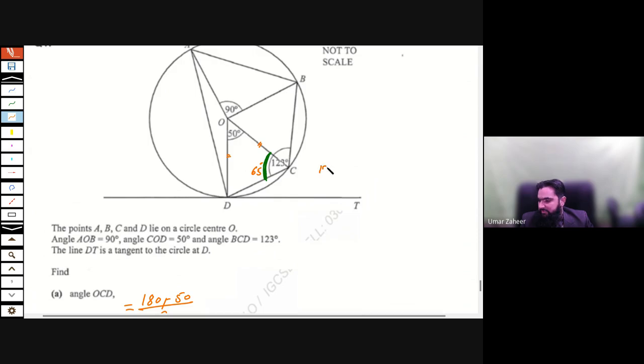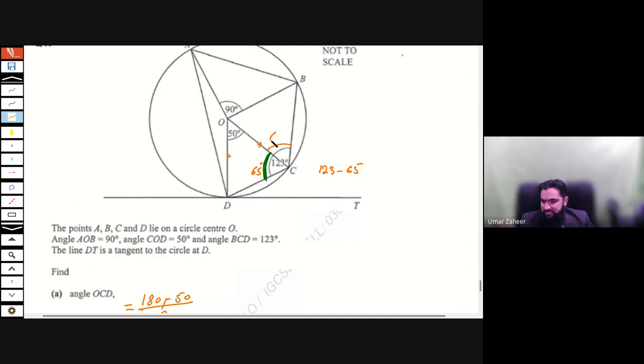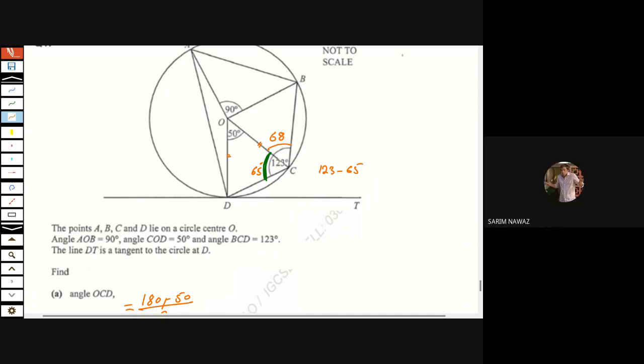Okay, let's see how to find this one as well. 123 minus 65. Yes, that will be 58. Daniel, please confirm the answer. Sir, it's 58. 58, okay.